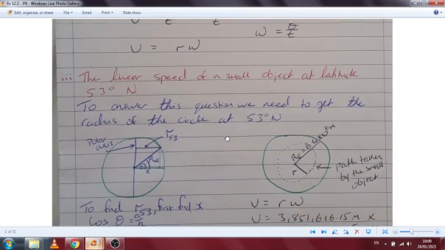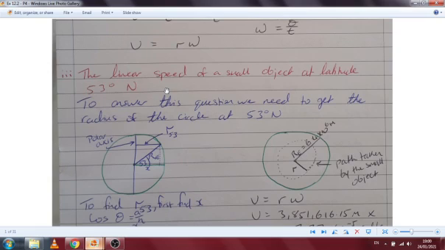Finally, they switch this up. While the first question dealt with the equator, this one asks us to find the linear speed of a small object at latitude 53 degrees north. So we've got a bit more work to do here.